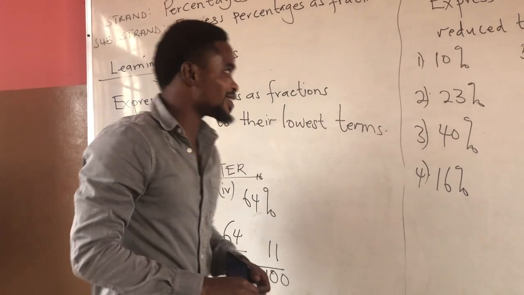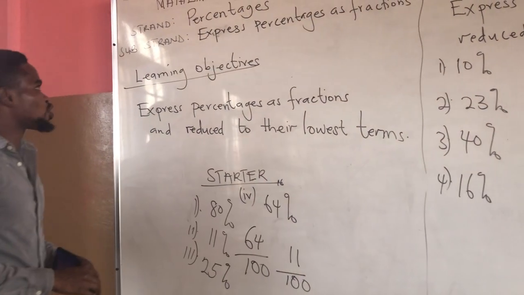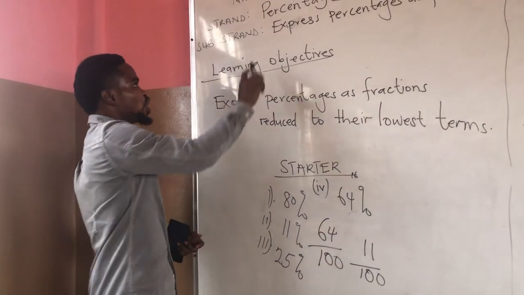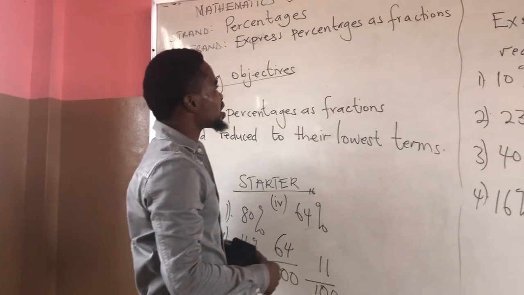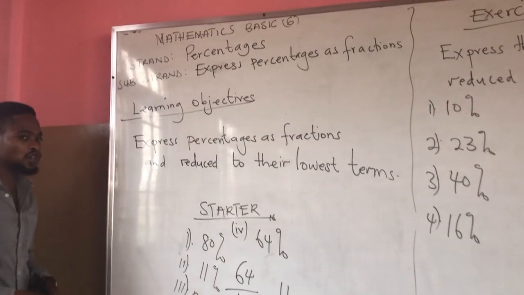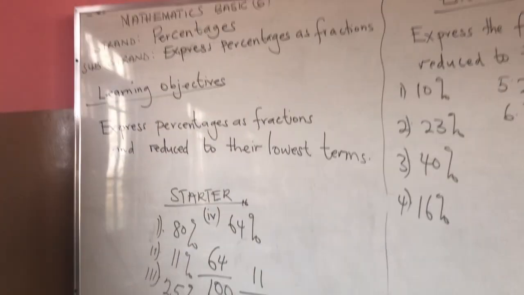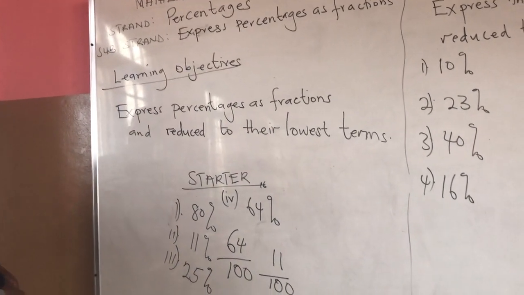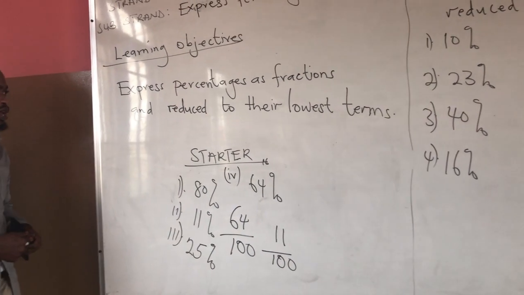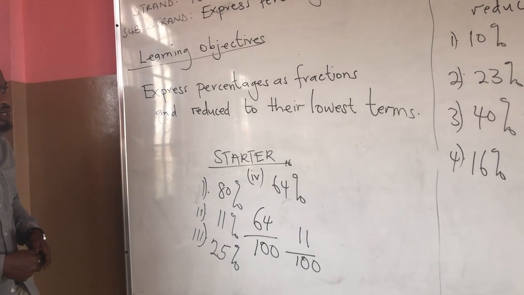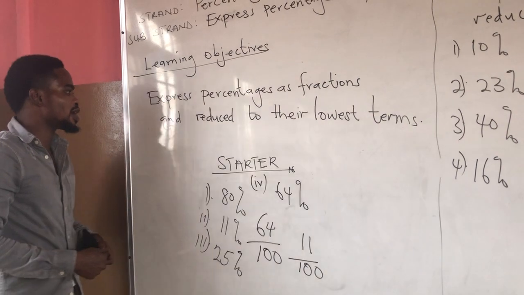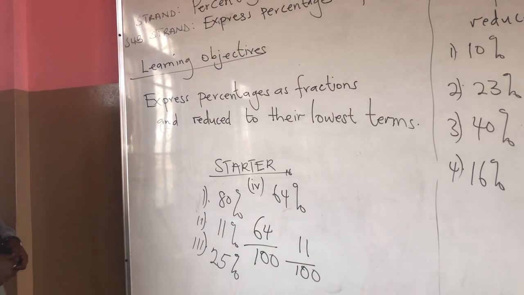Today we have mathematics for Basic 6, our strand is percentages, and our substrand is expressing percentages as fractions. Our learning objective for the day says that we should express percentages as fractions and reduce them to their lowest terms.